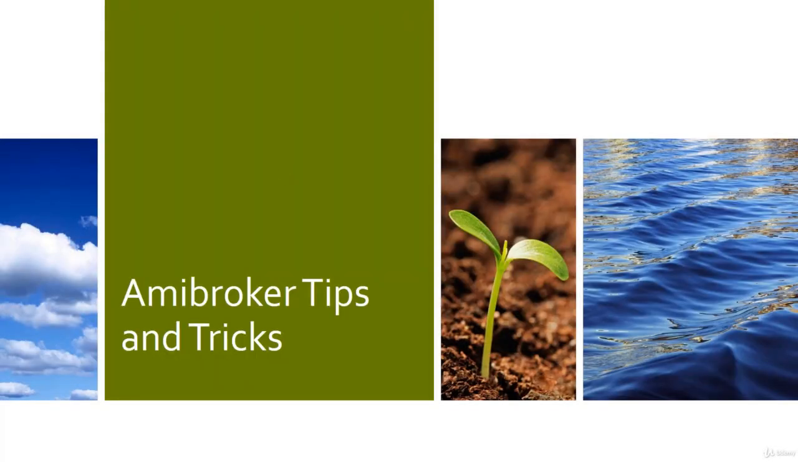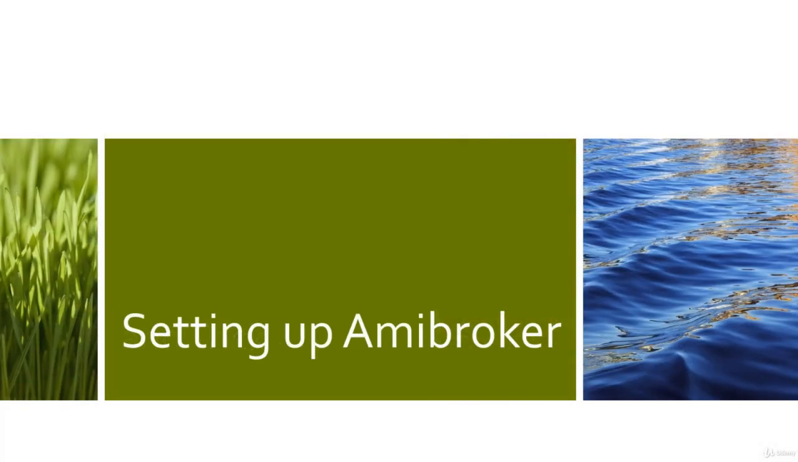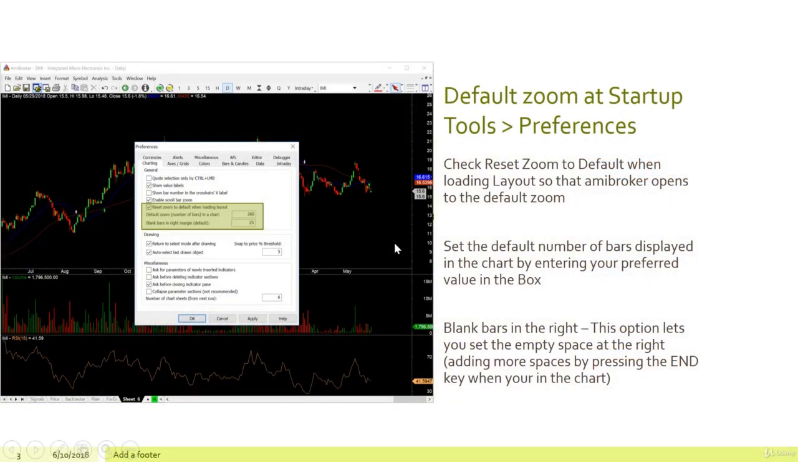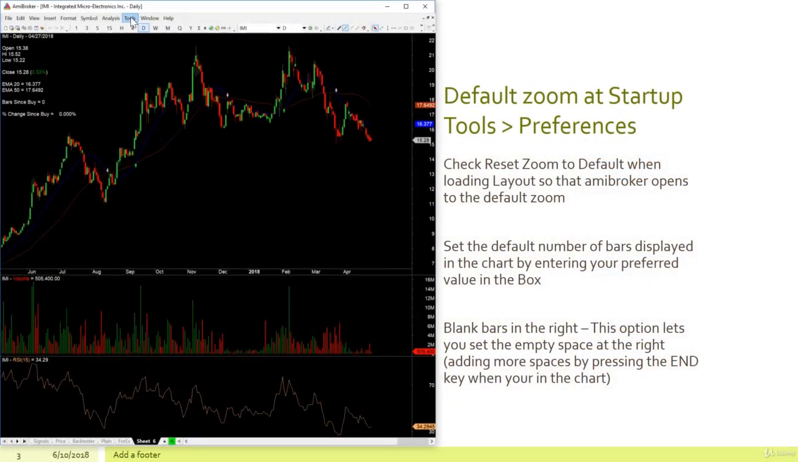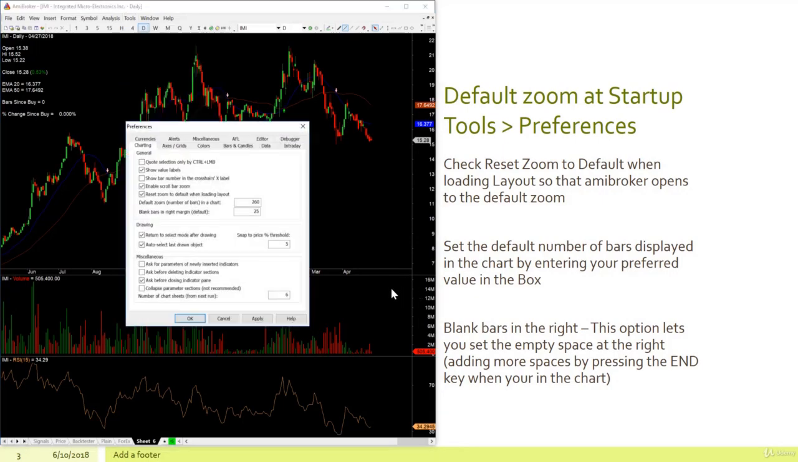AMI Broker tips and tricks. Setting up AMI Broker. So let's open AMI Broker. Let's click on Tools, then Preferences.